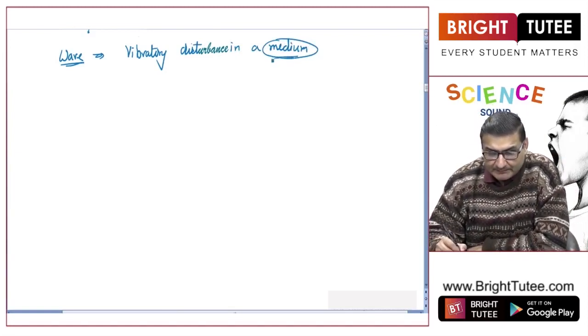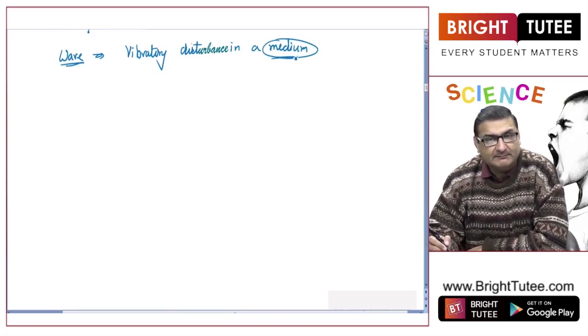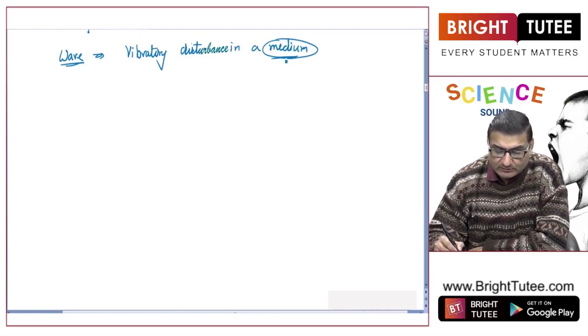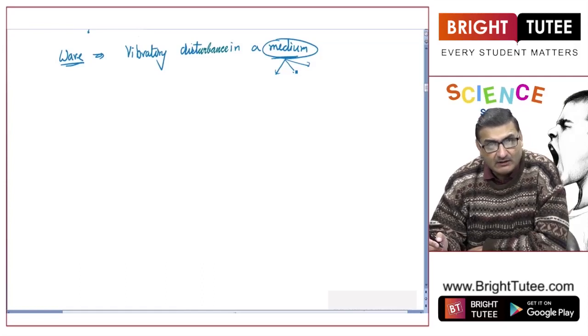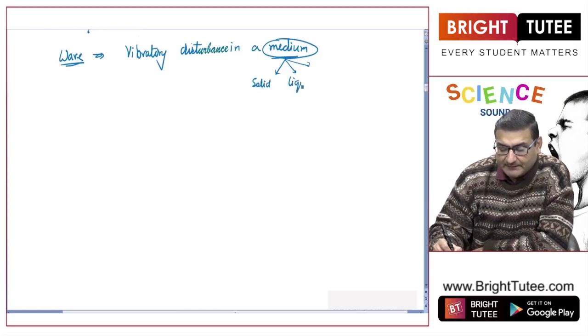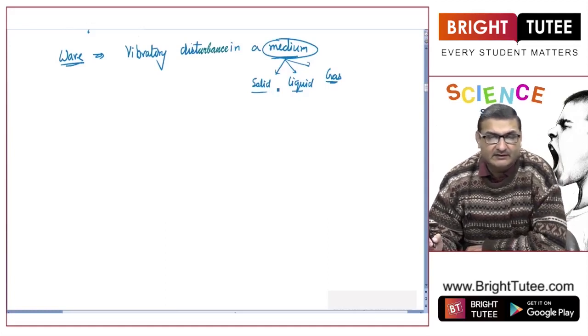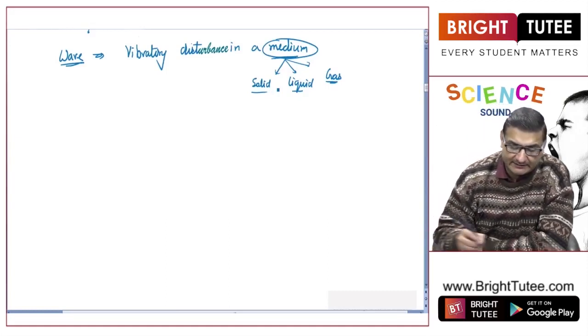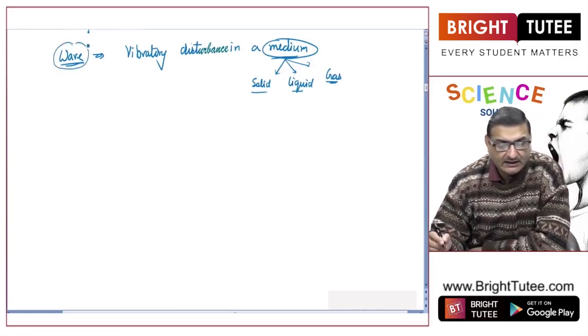Medium is the matter or the substance through which sound moves or travels, right? So this medium is the mass or the substance, the matter in which sound is traveling. This medium may be solid, liquid, or gas. Sound travels in all three mediums, solid, liquid and gas, and it travels in the form of a vibratory disturbance. That vibratory disturbance is known as a wave.